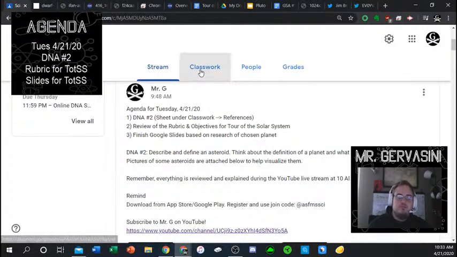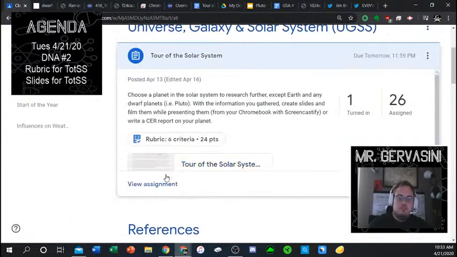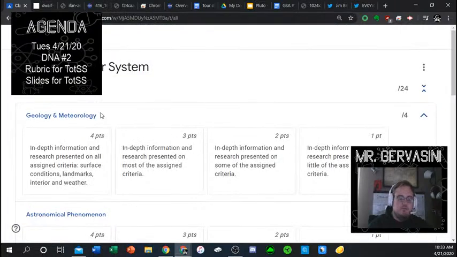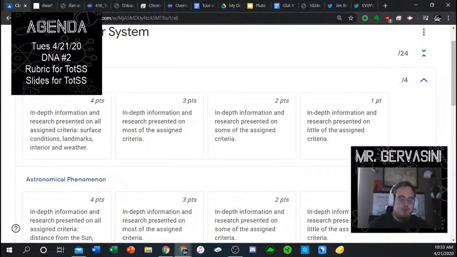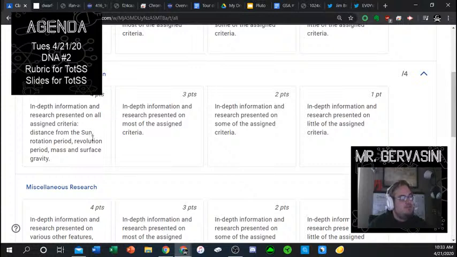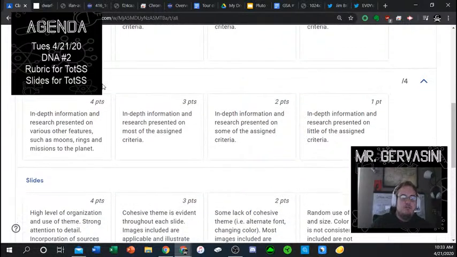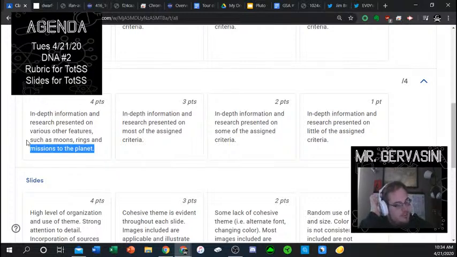The rubric is in Classroom under Classwork. 6 criteria, so 6 strands. The first 3 are content, so geology, meteorology, so the land or the gases, and the atmosphere, which is just all of it together if you're a gas giant. But each of these criteria: surface conditions, landmarks, interior, and weather, talking about astronomy, rotation period, revolution period, mass, surface gravity, and then miscellaneous, the moons, the rings, missions to the planet. If you don't have moons, if you don't have rings, go in depth on missions to the planet. Each planet has missions to it. Okay?